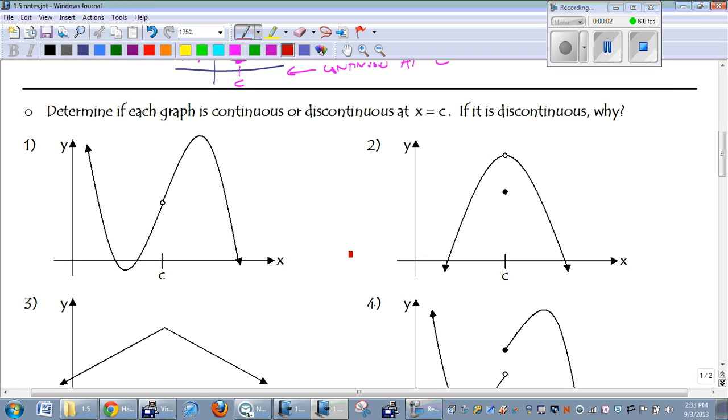For the first set of problems we're going to look at here, directions ask us to determine if each graph is continuous or discontinuous, obviously meaning not continuous, at x equals c. So we're looking just at one specific value. If it is discontinuous, why? So this is the important part. If it's not continuous, we have to explain why.